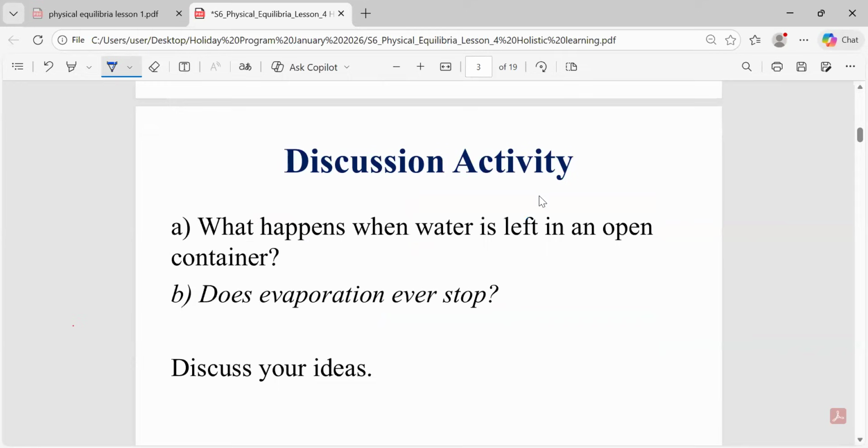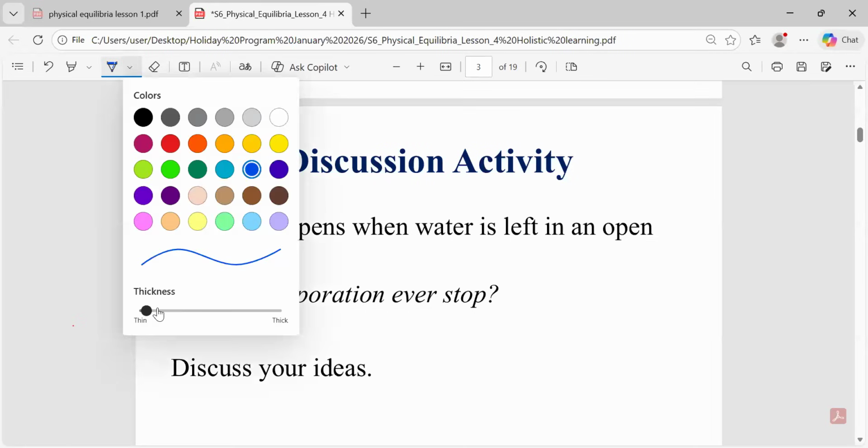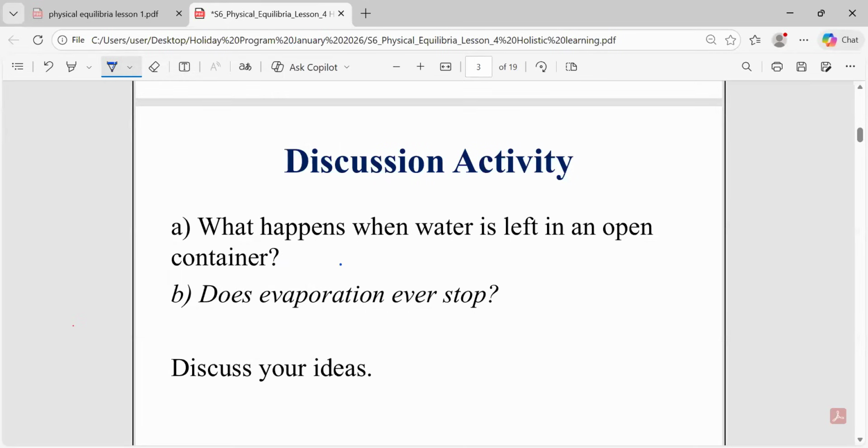Here is a nice discussion activity, and we are asking, what happens when water is left in an open container? Does the evaporation ever stop? Let's discuss our ideas. We can put our ideas in the chat, but also let me have those people who can share with us. Raise up the hand and share with us. Who is ready? What happens when water is left in an open container? Who is ready? By show of hand. What happens when water is left in an open container?